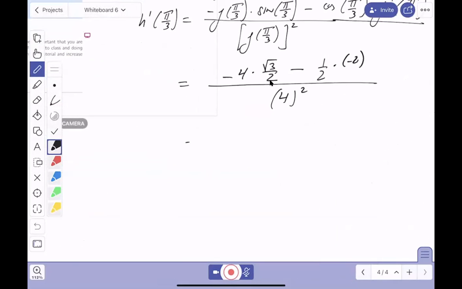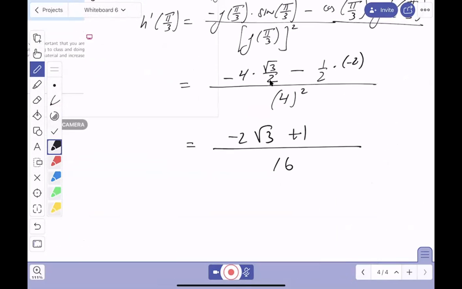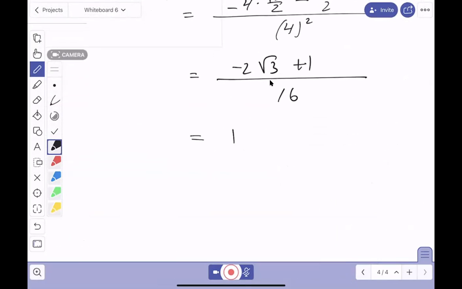You've got to do the arithmetic. The bottom is 16. What do you get on top? You would get minus 2 root 3s. And that's going to be plus 1 now, right? So let's write that down. You're going to get 1 minus 2 root 3s over 16.